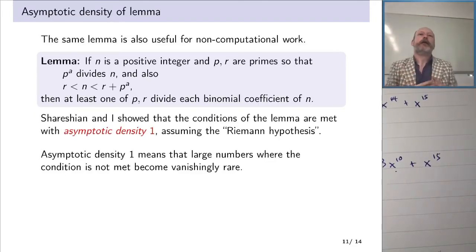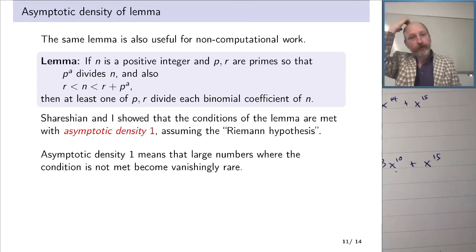Okay, now why only 26 million? Well, you can use the same lemma and the ideas about prime gaps and small prime factors to also do some non-computational work, to actually show that things work and not just compute that they work out to some point. If you believe the Riemann hypothesis, whatever that is, the conditions of this lemma are met with asymptotic density 1. I'm not going to carefully say what asymptotic density 1 means, but it means roughly that numbers where the condition is not met become rarer and rarer. You expect very few of them.